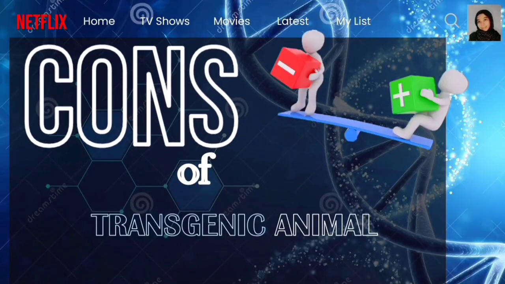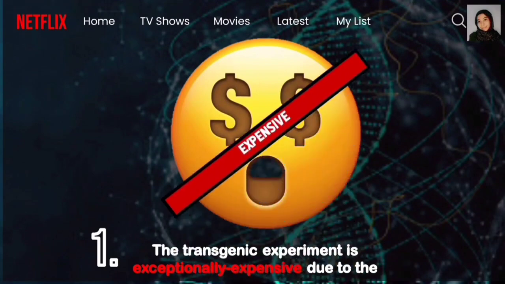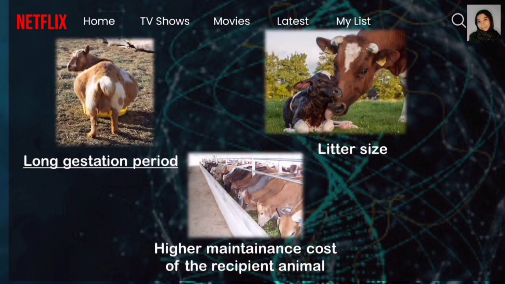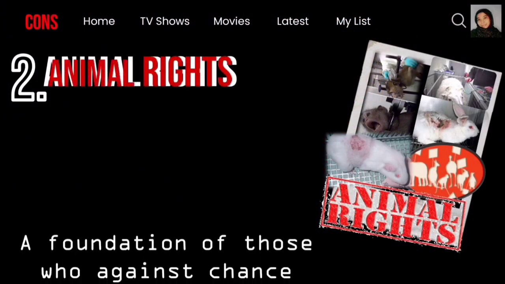There are a lot of cons of transgenic animals. The transgenic experiment is exceptionally expensive due to the long gestation period, little size, and higher maintenance costs of the recipient animals. Next is related to the animal's right.